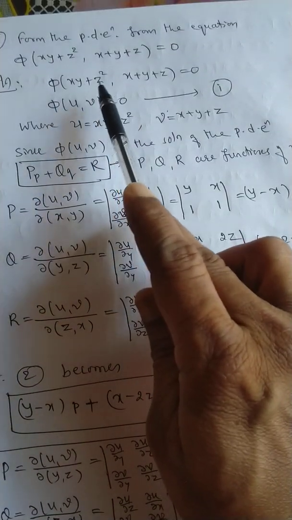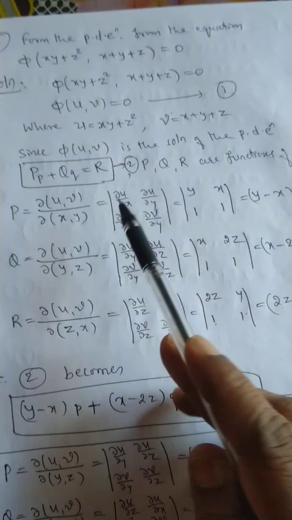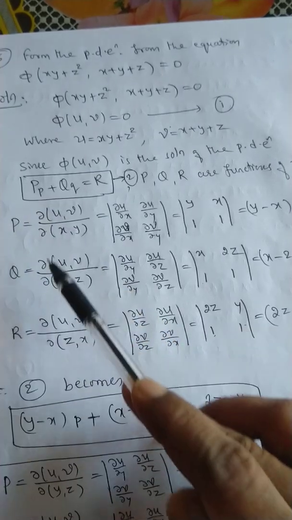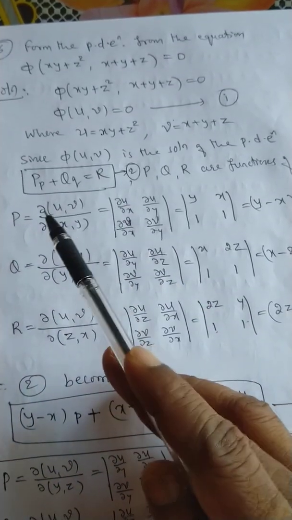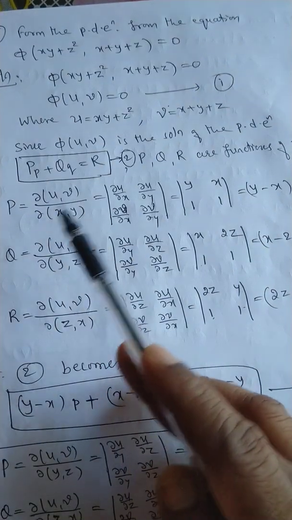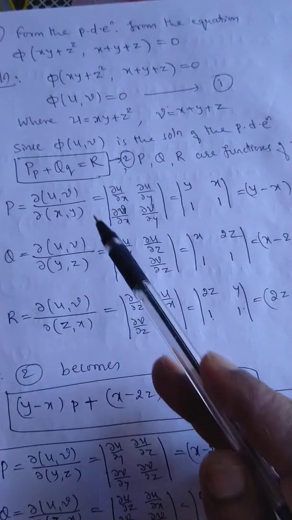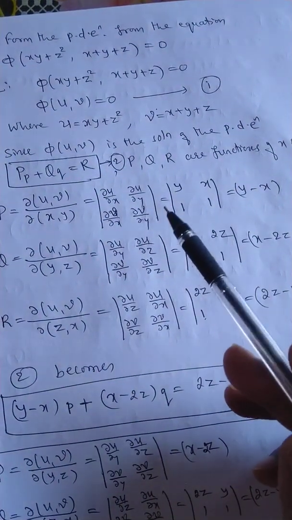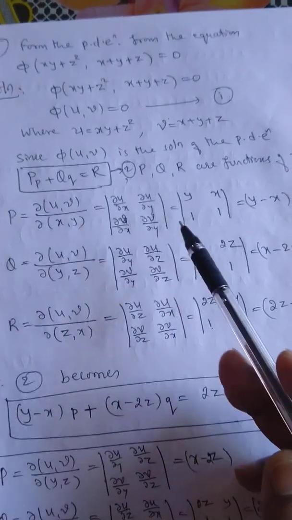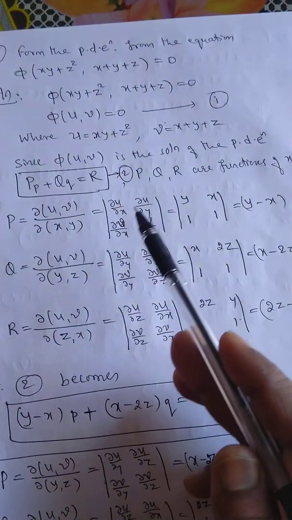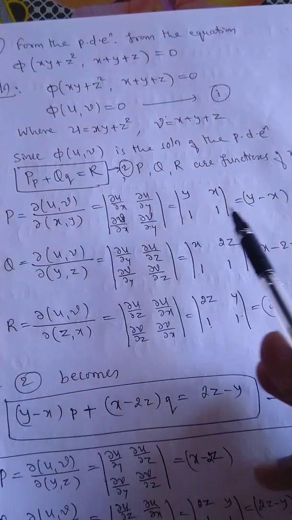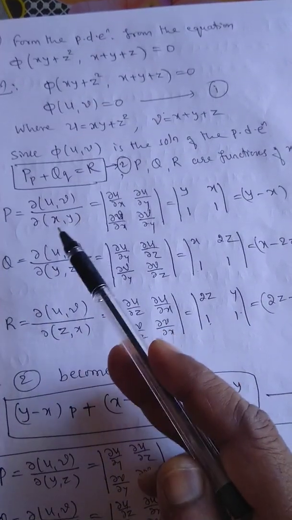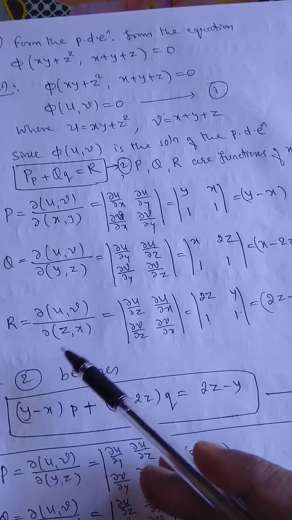So we set u equal to xy + z² and v equal to x + y + z, and P, Q, R are calculated by the Jacobians. So ∂(u,v) with respect to (x,y), these are called Jacobians. From first semester mathematics or from elementary mathematics, P can be calculated by this determinant. Substituting ∂u/∂x, ∂u/∂y, all the partial derivatives in this, we have y − x. Q by this determinant, (u,v) with respect to (y,z), (u,v) with respect to (z,x).